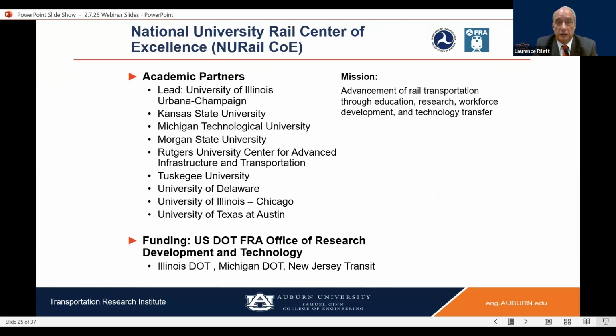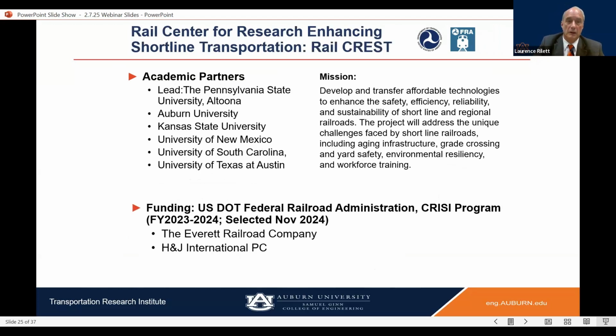There's also the National University Rail Center of Excellence, New Rail COE, led by University of Illinois Urbana-Champaign. They're very much like a UTC in that they do everything in education, research, workforce development, technology transfer. You can see they have lots of different academic partners, and this was funded directly through the FRA through the IIJ Act. It was called out to create this center, and Illinois was fortunate enough and qualified enough to win that competition.